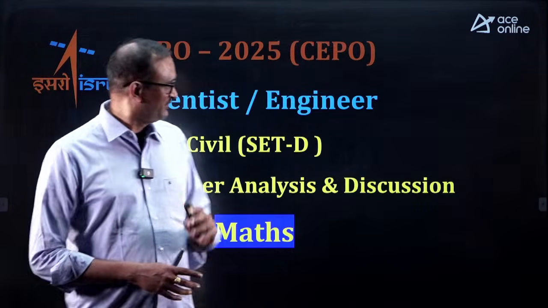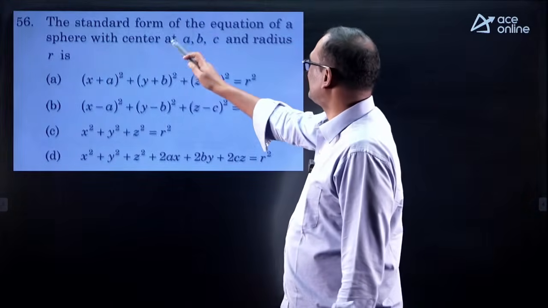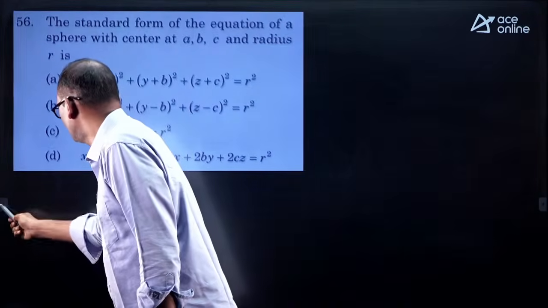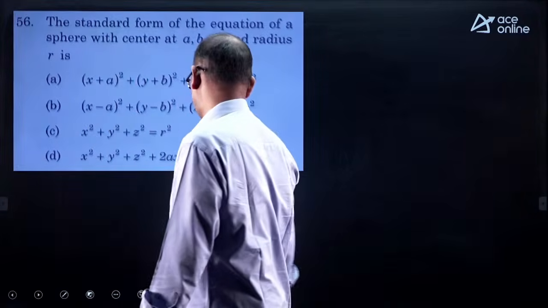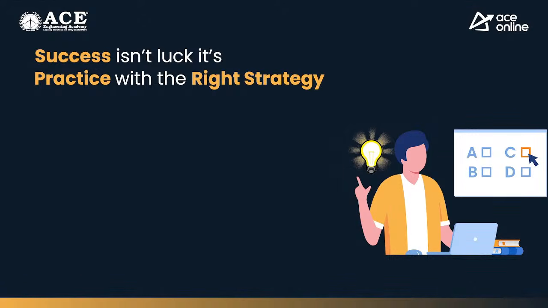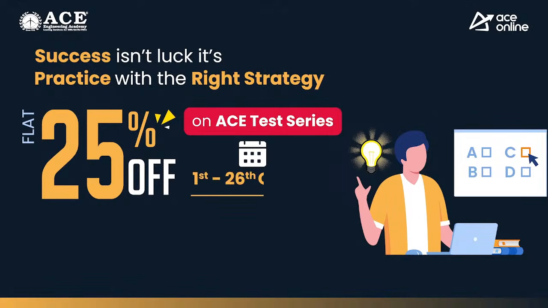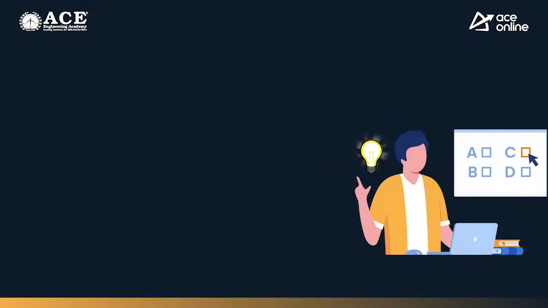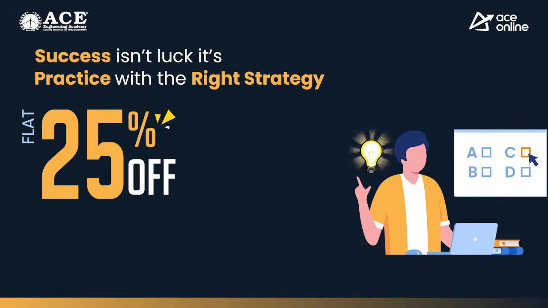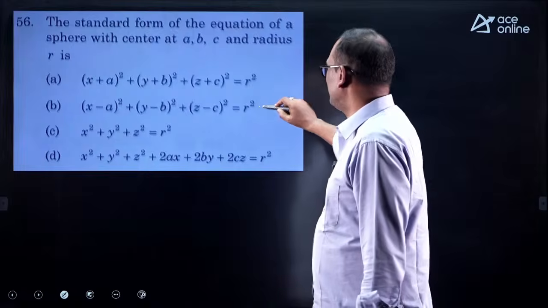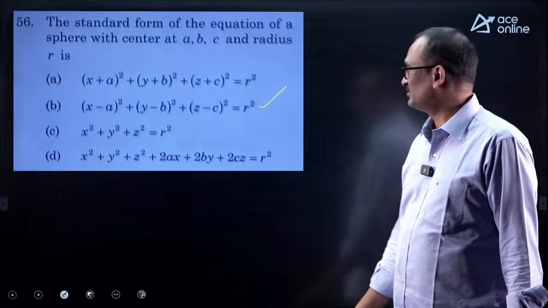Hi, myself P. Venkatrao. We were given 4 questions. Look here, a basic, very standard level question: the standard form of the equation of the sphere is (x minus a) whole square plus (y minus b) whole square plus (z minus c) whole square equal to r square, where r is the radius.